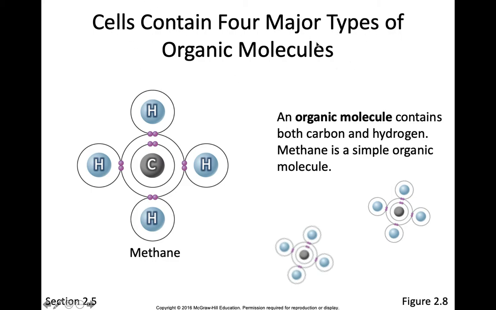You can find organic molecules, one of the 4 categories, in non-living things, but you will not find all 4 of them together. You may find 1, you may find 2, but not all 4. All 4 is a characteristic of living organisms.